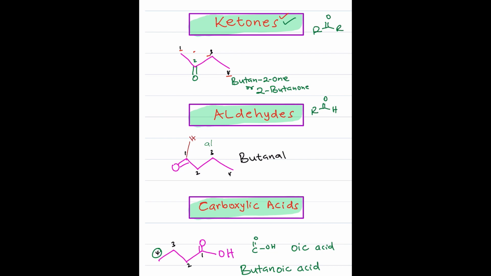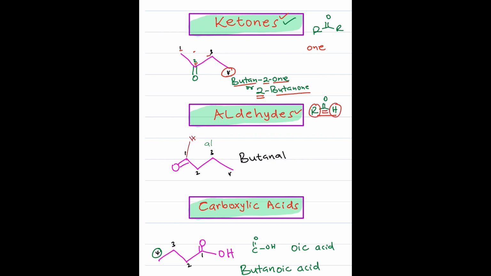So if we start from the left, then the carbonyl is on carbon number 2. And because it has 4 carbons, it's still a butane. So it becomes butane, and then 2 to show the position of the carbonyl, and then you finish with ONE. So ketones have to end with ONE. So butane 2-one, or you could move that number 2 and put it before the name, and then it becomes 2-butanone.